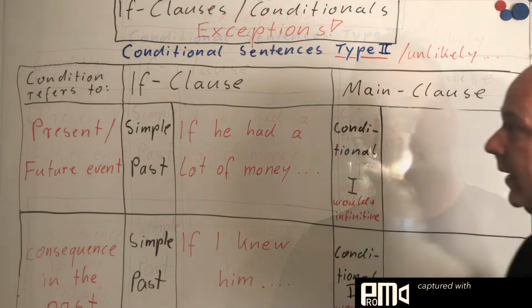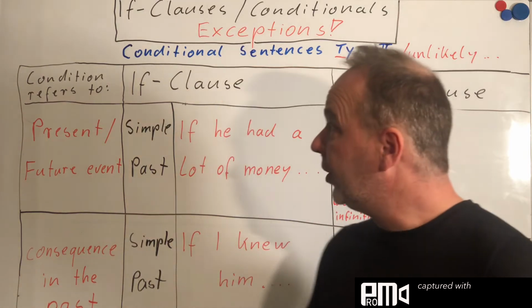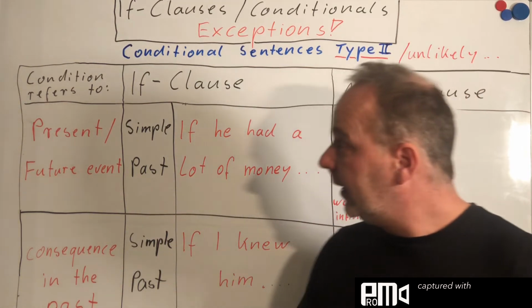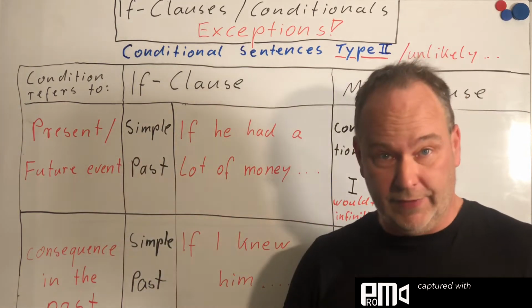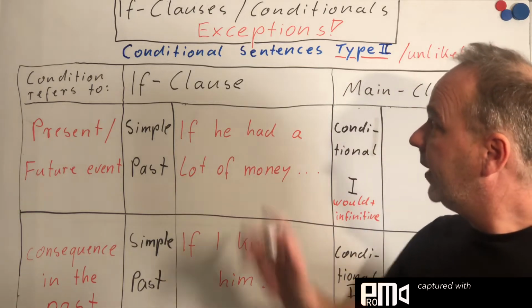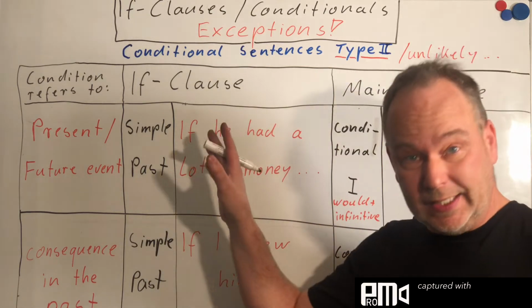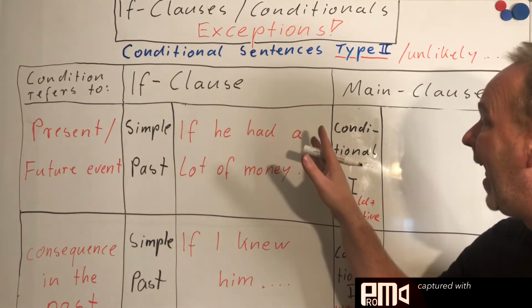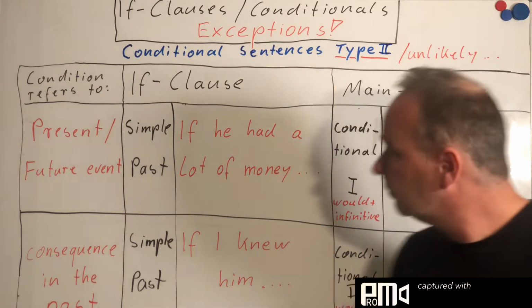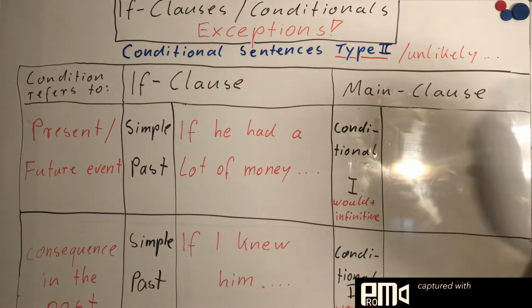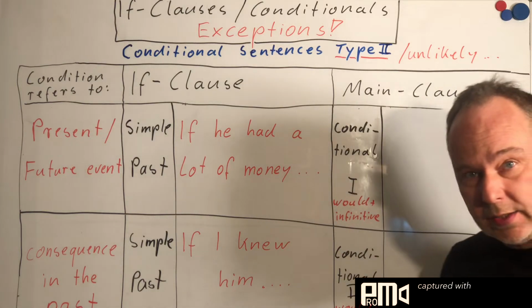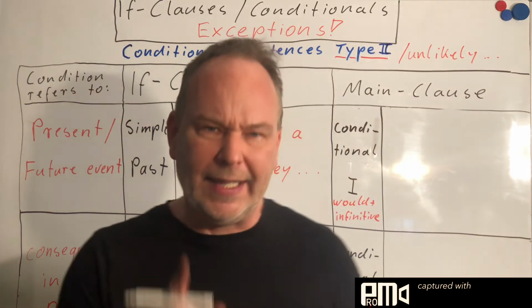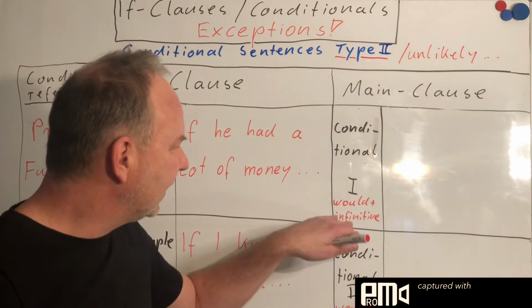A possible condition that we could refer to as well is a present or a future event. Here we would use the simple past in the if clause. For example, if he had a lot of money, then in the main clause we would have to use conditional 1. Remember, conditional 1 means would plus infinitive.